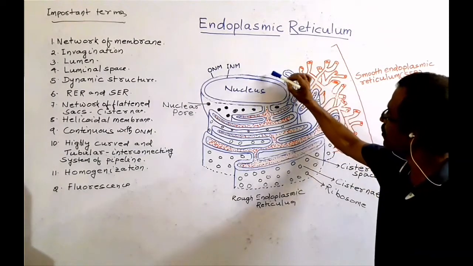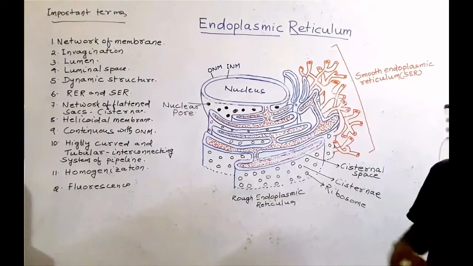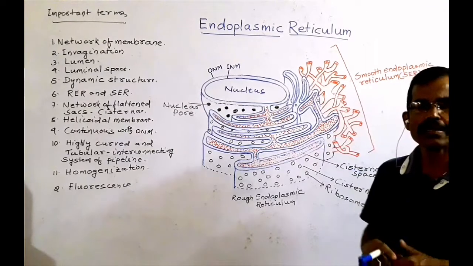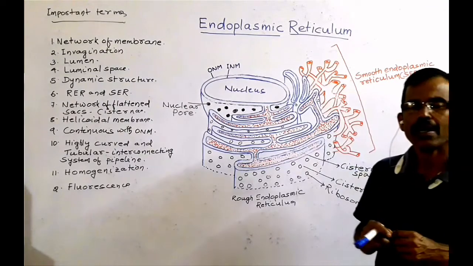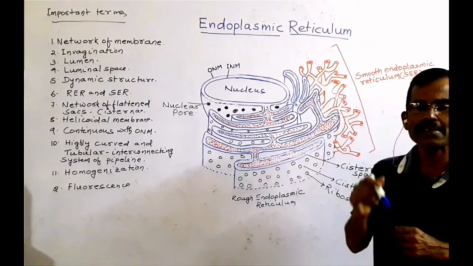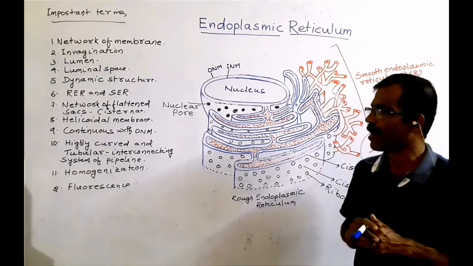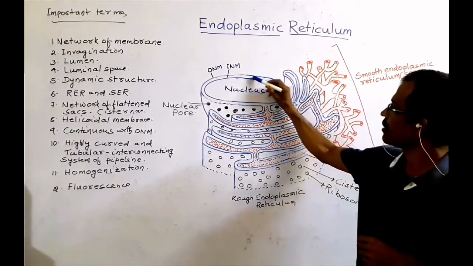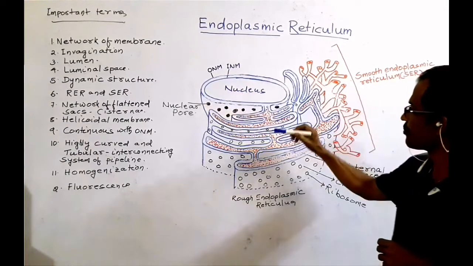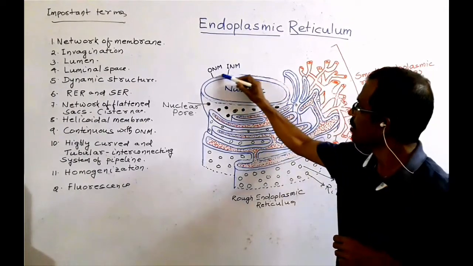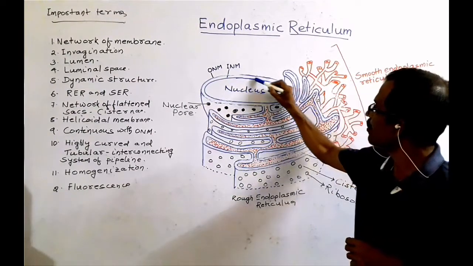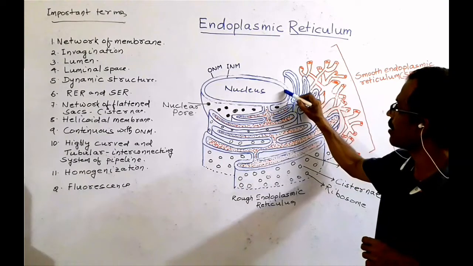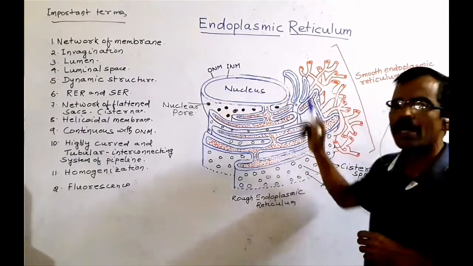Ribosomes are also present on the outer nuclear membrane, and these are the nuclear pores. So, the rough endoplasmic reticulum is composed of a network of flattened sacs known as cisterna, and the rough endoplasmic reticulum is continuous with the outer nuclear membrane. This is the outer nuclear membrane, and this is the inner nuclear membrane. The outer nuclear membrane and inner nuclear membrane together form the nuclear envelope.